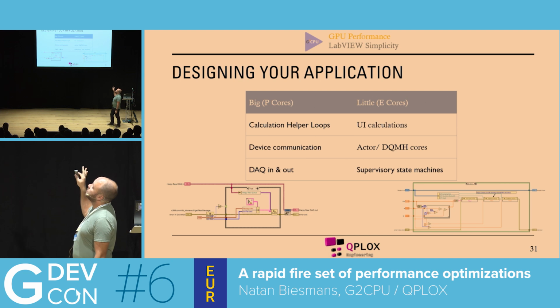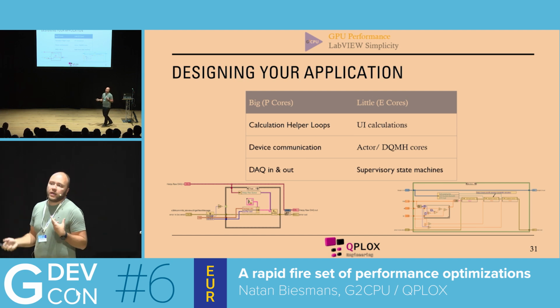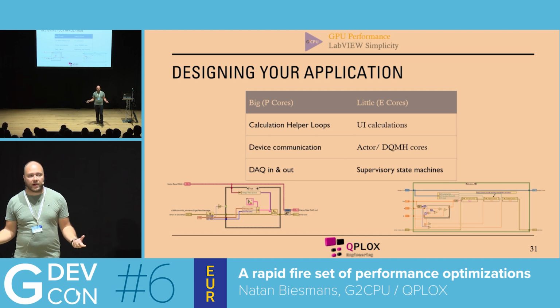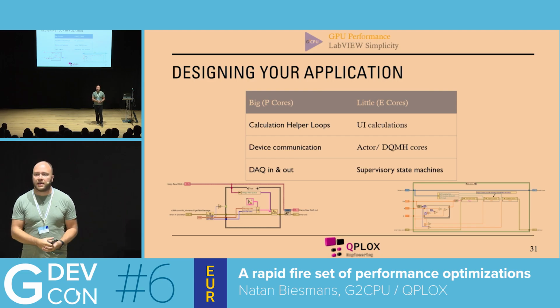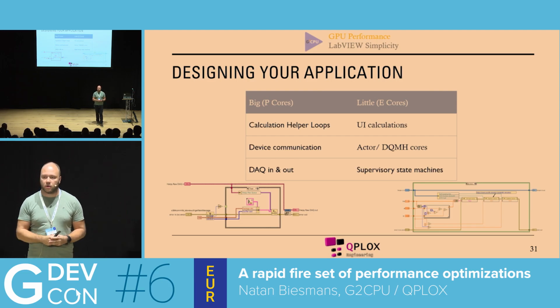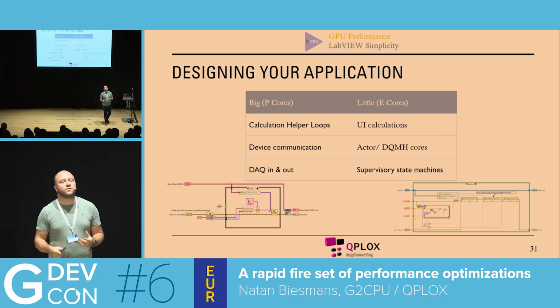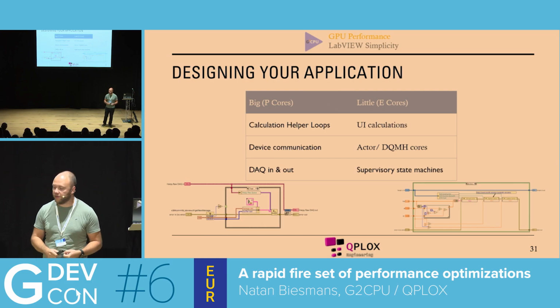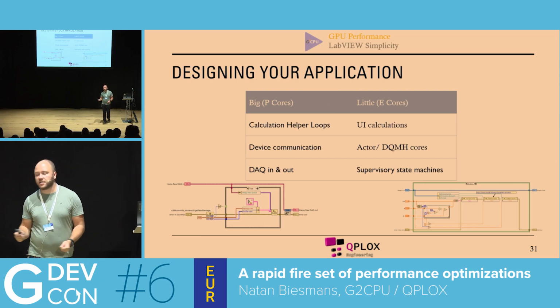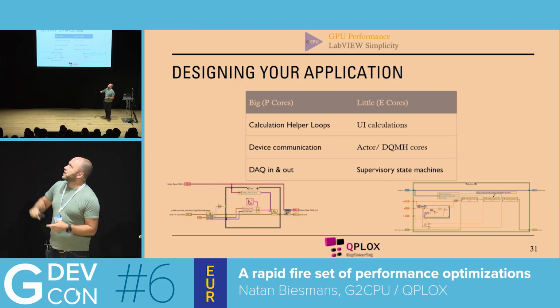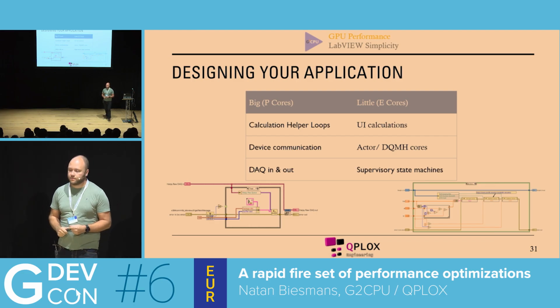I tend to recommend, well, first of all, the P cores: in your DQMH, in your actor framework, you want to let your helper loops go on the performance cores, especially if they do a lot of high throughput analysis. Also, device communication, communicating with high throughput devices which send out a lot of data, data acquisition, DAQmx in and out. That's normally what you want on a P core.